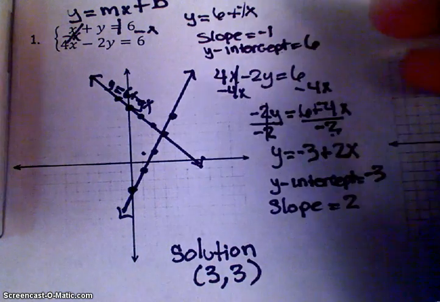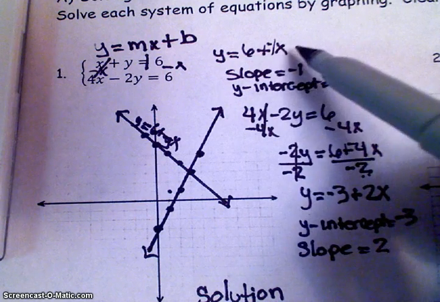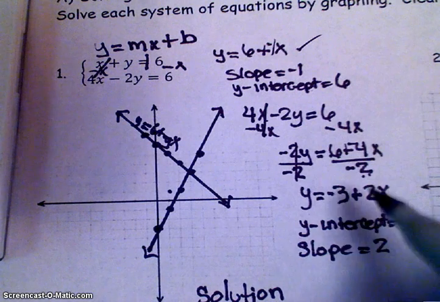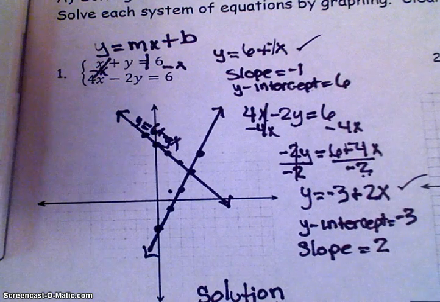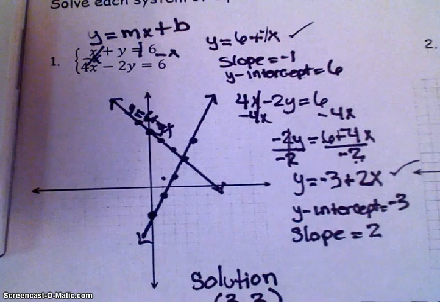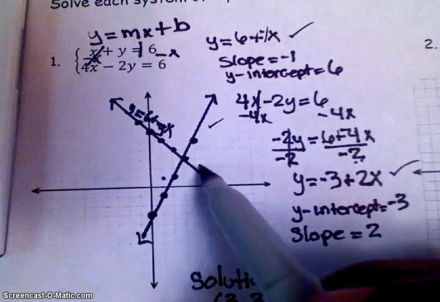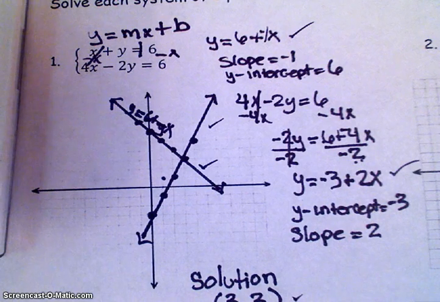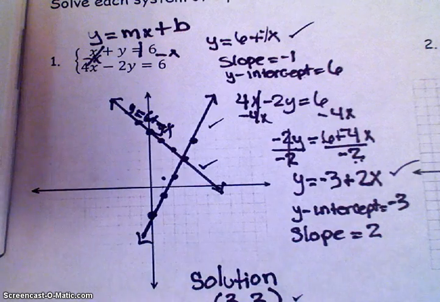When I was grading this, I was looking for a variety of things. First, that you had y equals 6 plus negative x, that's a point. Then I was looking for that you had y equals negative 3 plus 2x, that's another point. Then I was looking that you graphed them correctly, a point for the first line, a point for the second line, and then that you had your solution correctly. So this one was worth about 5 points.